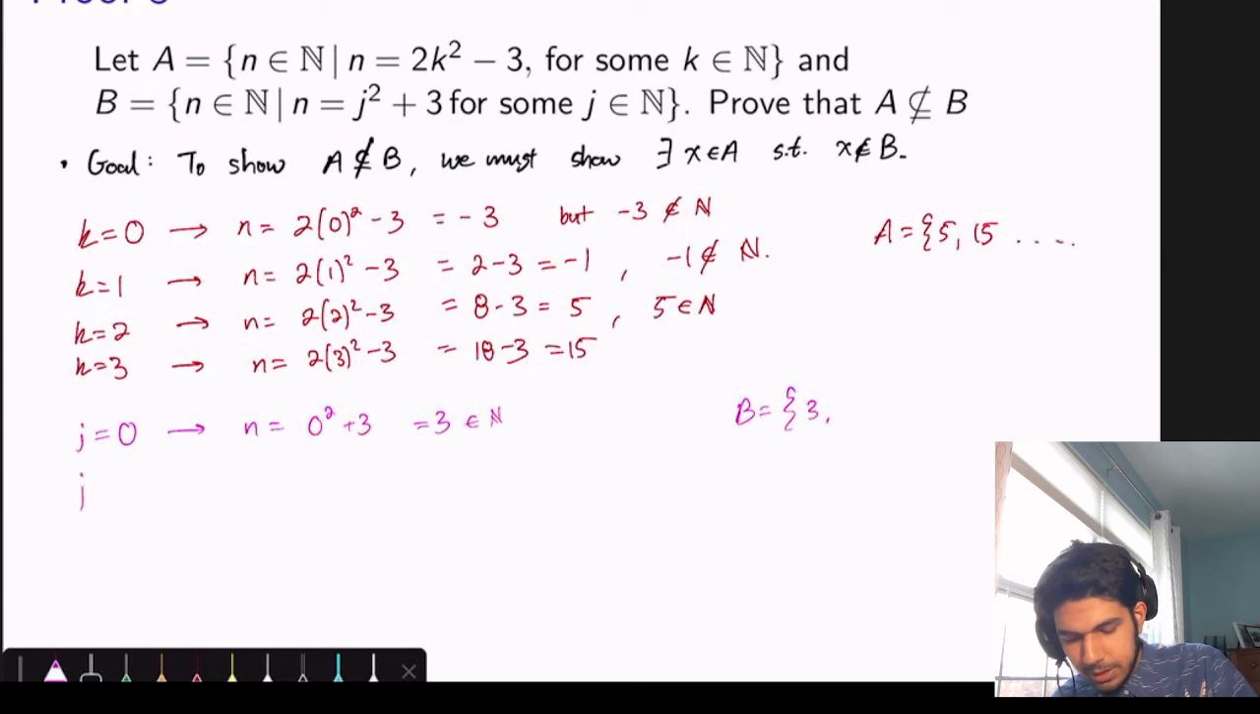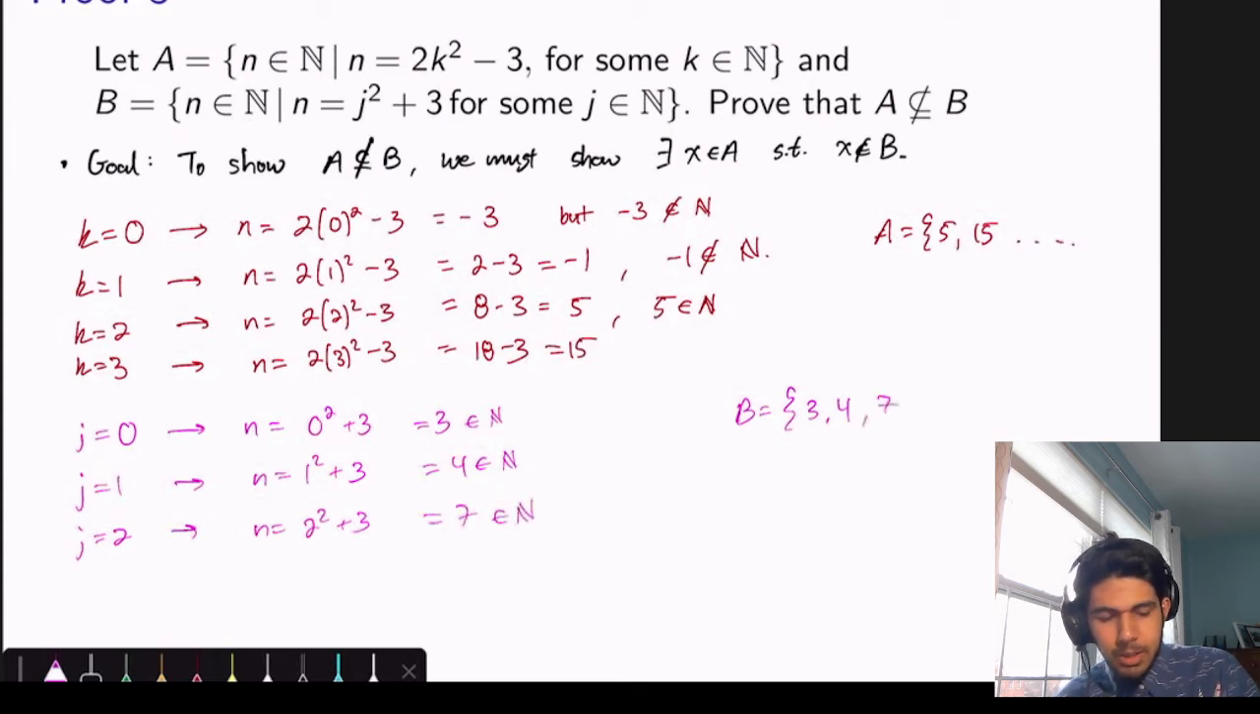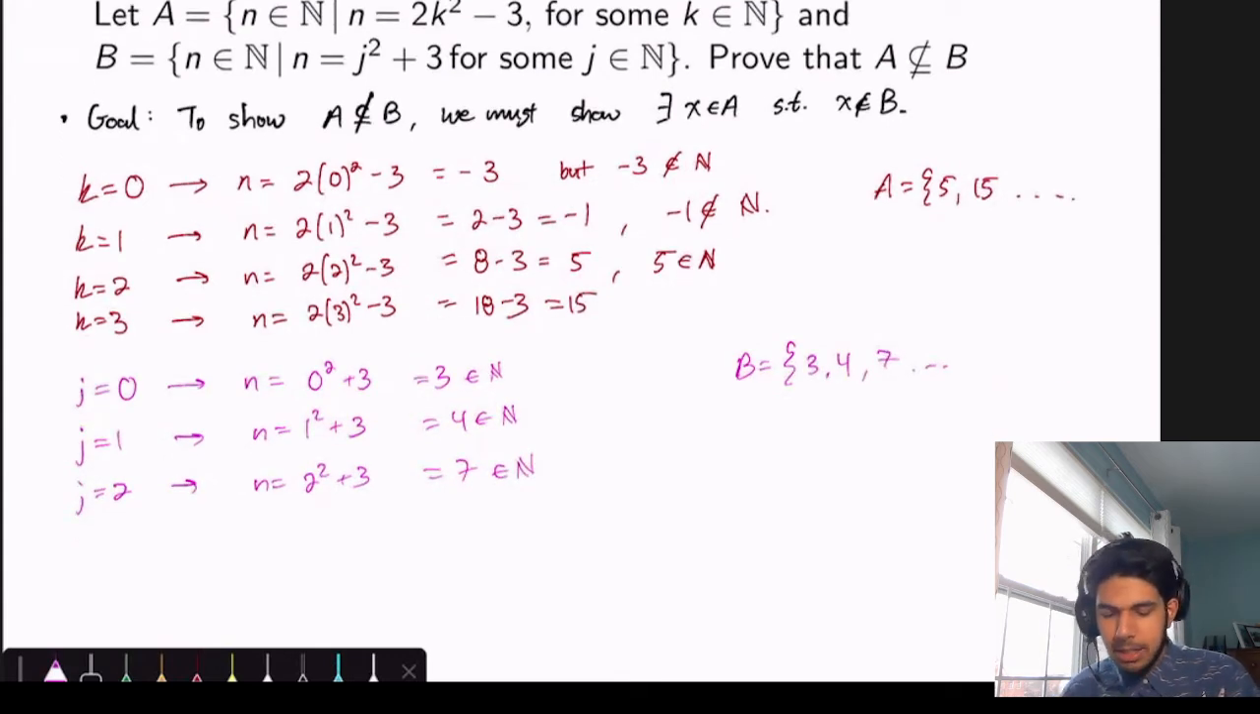Great, let's do j equals 1. n equals 1 squared plus 3. That's equal to 4, which is also in the natural numbers. So we include that in B. j equals 2. That would give us 2 squared plus 3, 7, in the natural numbers. And then we can continue onwards and notice that as j increases, the value of n increases, right?